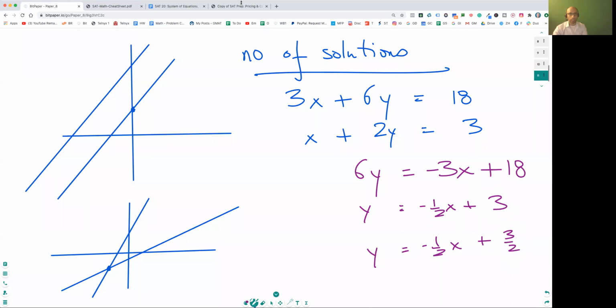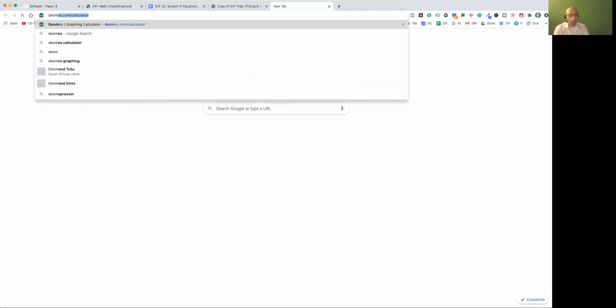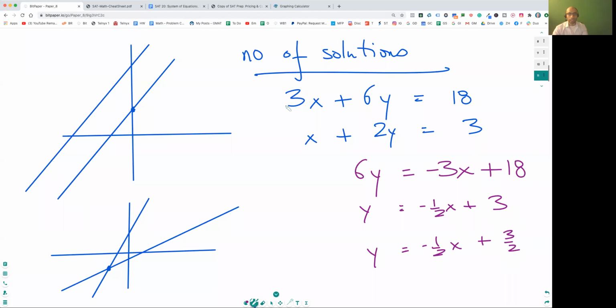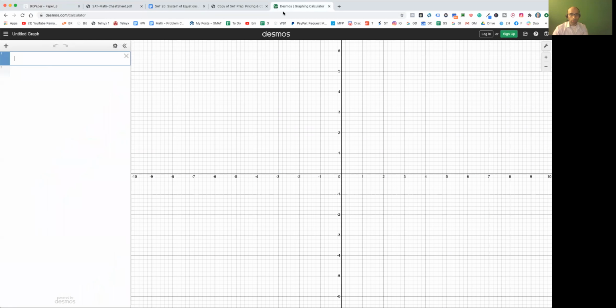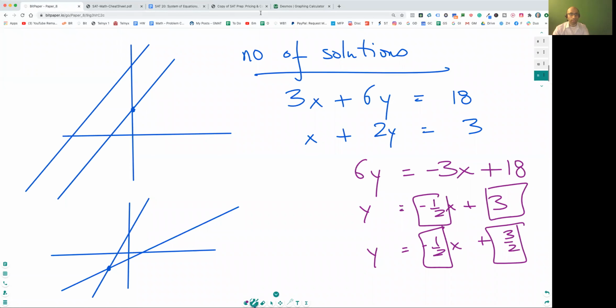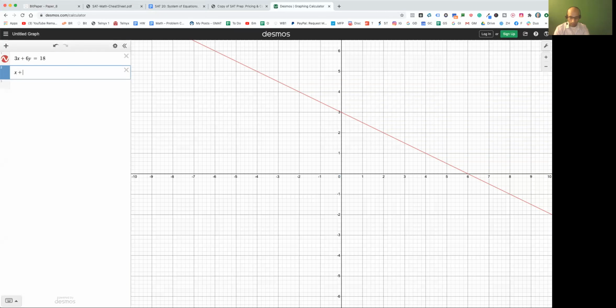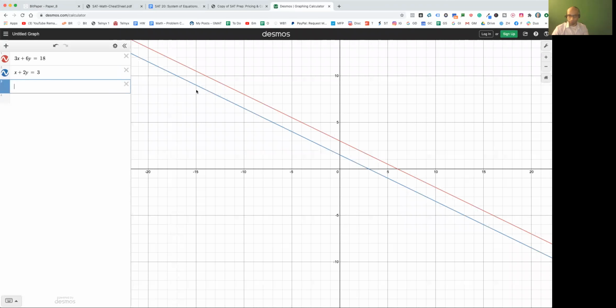Let's go to Desmos and let me convince you what's going on here. Look at them. The slope is the same, and the intercept is different, right? So they're kind of like this. 3x plus 6y is equal to 18, like this line. And then the next one, x plus 2y is equal to 3. So you see they're parallel, right?